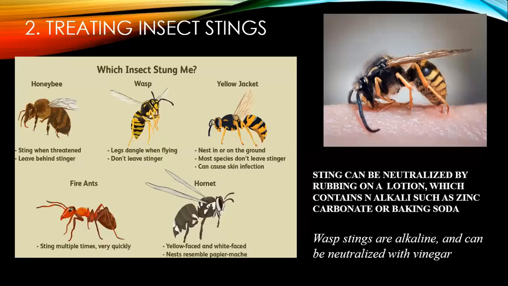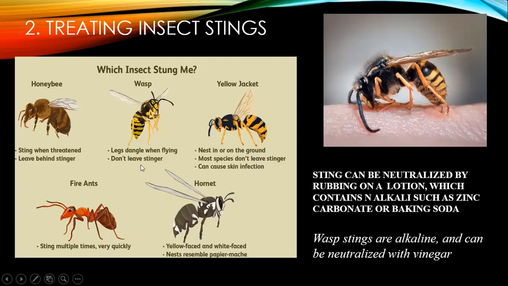Number two, treating insect stings. So we have quite a number of insects in our environment. We've got the honeybee, we've got the wasp, we've got the yellow jacket, we've got the fire ants, and the hornet. So what happens, for example, when a bee stings you, it injects you with a certain acid. So we're saying a sting can be neutralized by what? Rubbing on a lotion which contains an alkali such as zinc carbonate or baking soda.